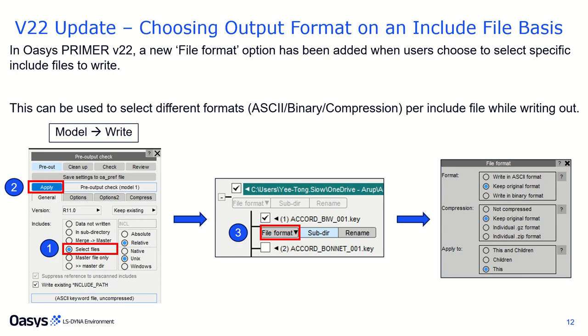And this gives a bit more flexibility so that for different include files, if you want to write certain include files in compressed form, certain include files in binary format, certain in ASCII format, and so on and so forth, you can customize that in this method.